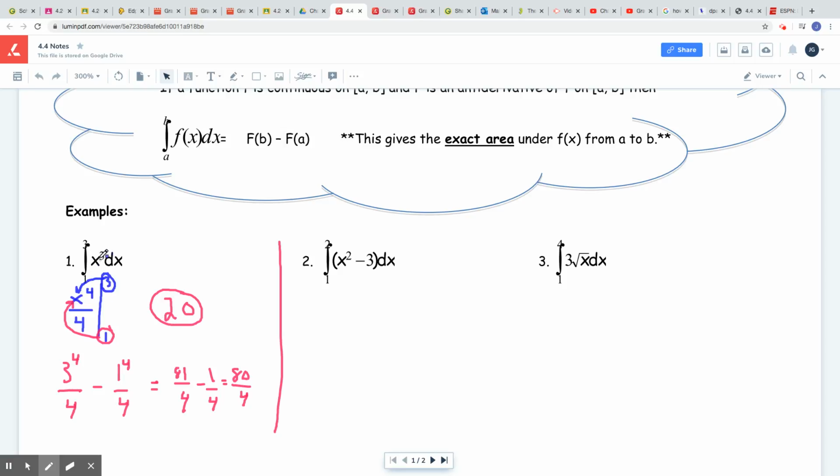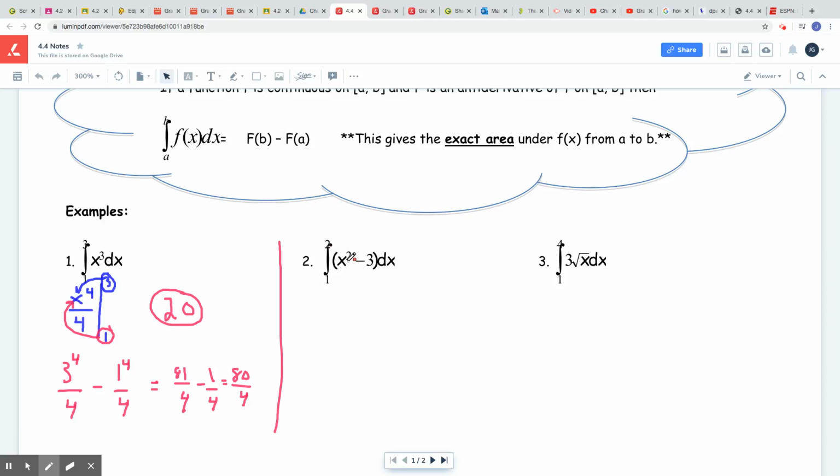So to repeat the steps, we integrated first. That's why we got x to the 4th over 4. We then took the top number 3 and plugged it in. We took the bottom number 1, and we subtracted them. All right, let's go ahead and try number 2.